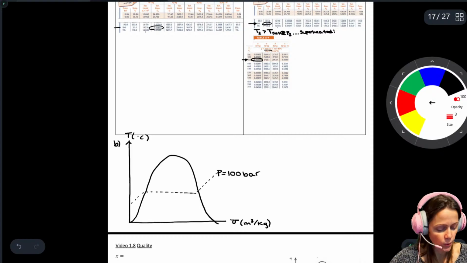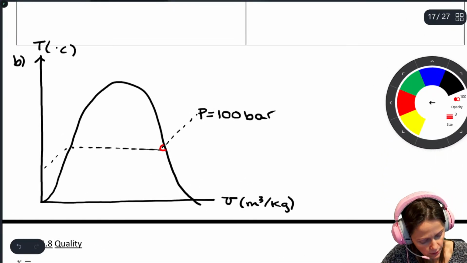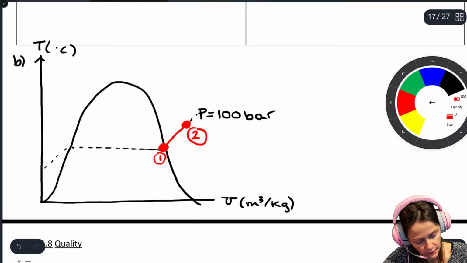And then I know at state 1, it was saturated. It was a saturated vapor. So it's going to be right there. That's my state 1. And then state 2 is superheated. We just went through that song and dance. And then the line connecting them goes like this.